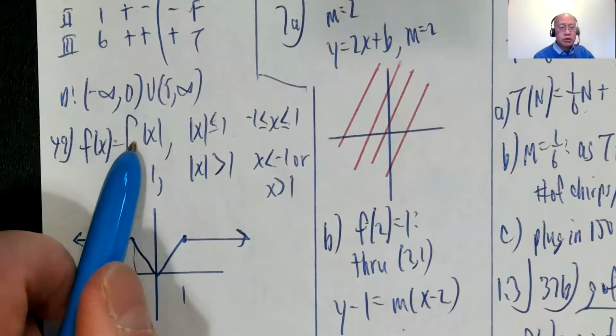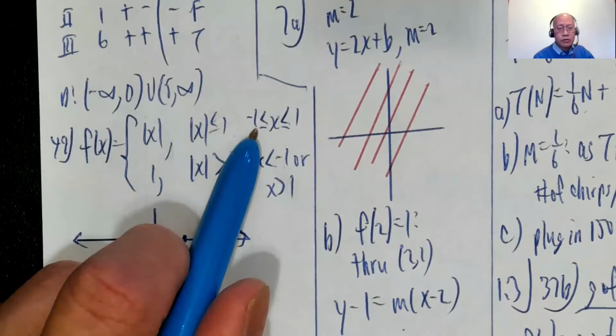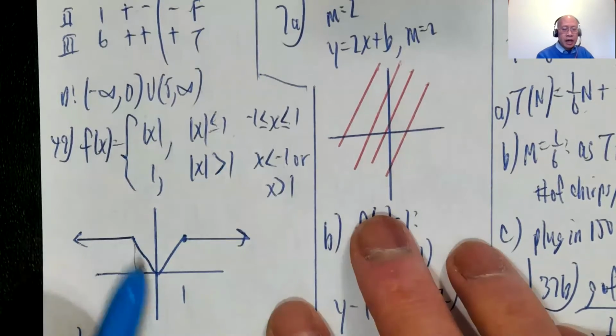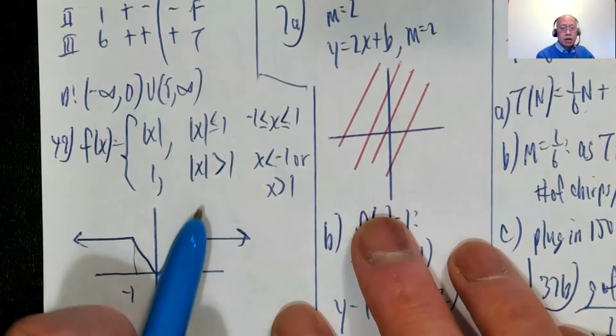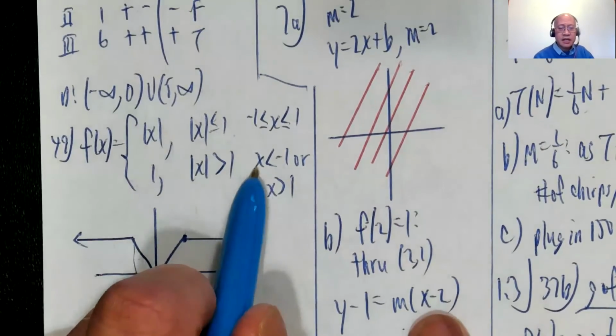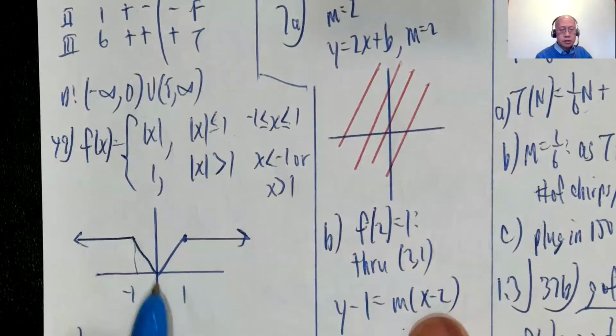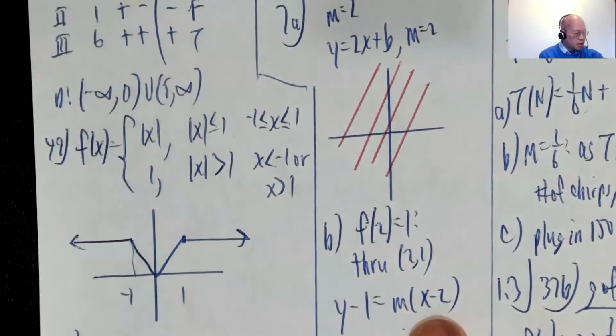49, f of x is absolute value of x when absolute value of x is less than or equal to 1. That means x is between negative 1 and 1. I have the absolute value function. But for absolute value of x greater than 1, which means x is less than negative 1 or x is greater than 1, it's the constant function 1. So this is what that function looks like.